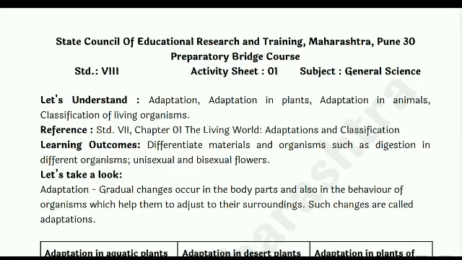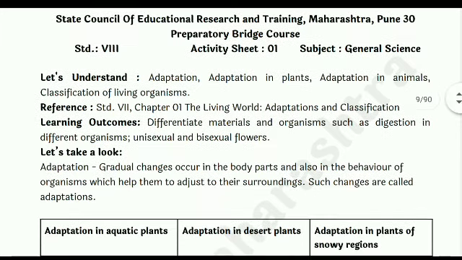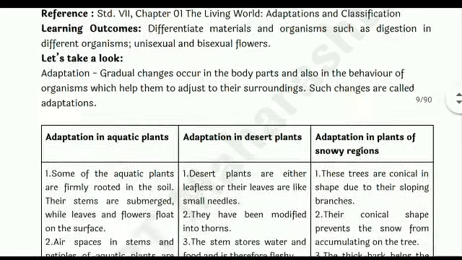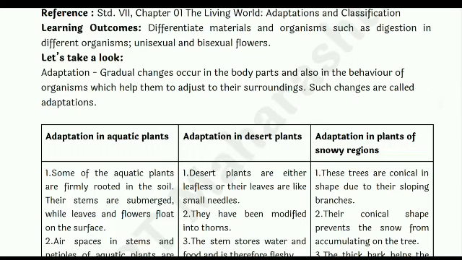Let's understand adaptation in plants, adaptation in animals, and classification of living organisms. In today's activity sheet, reference is the 7th standard chapter one, The Living World: Adaptation and Classification. Learning outcomes: digestion in different organisms, unisexual and bisexual flowers. Let's take a look at adaptation and its definition.